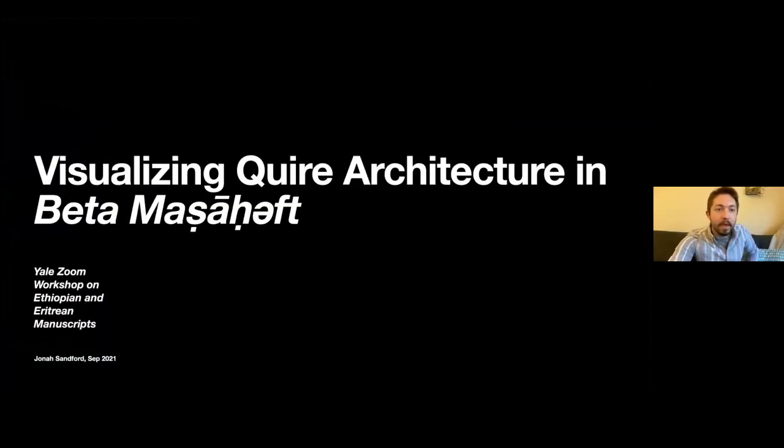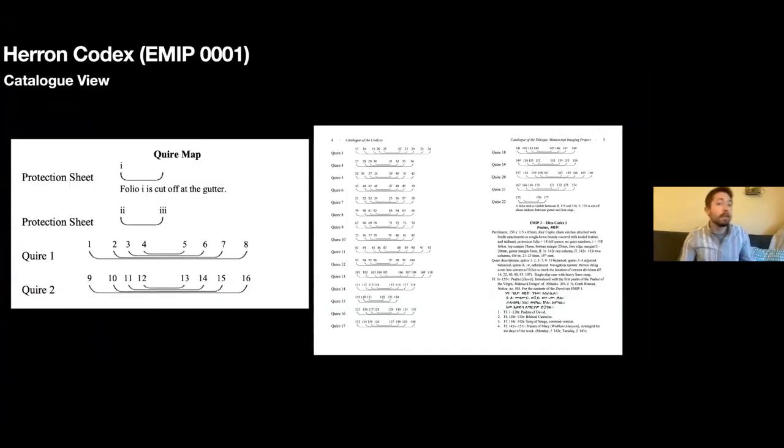All right, thanks, Steve. I'm going to go ahead and share my screen. I've just got a few slides. I'm going to try to keep this very short, hopefully sweet. My own very modest contribution to this whole project, inputting metadata into the Beta Mesaheft system, has revolved largely around visualizing Quire architecture for our manuscripts from our catalog entries. So we might start by taking a look at one of the catalog entries for a manuscript.